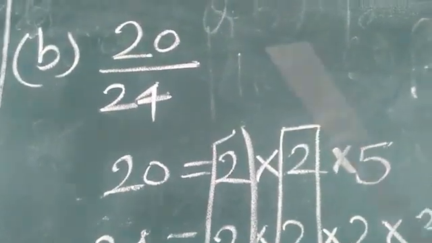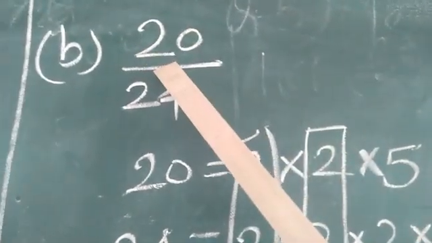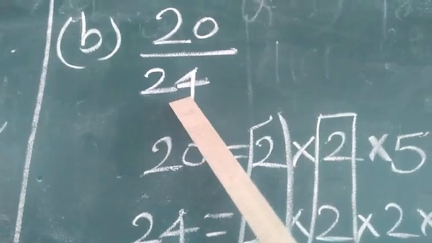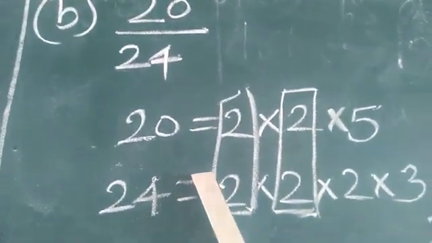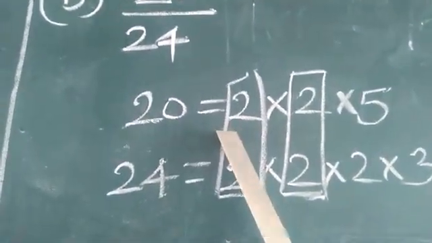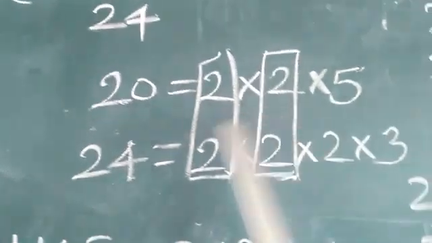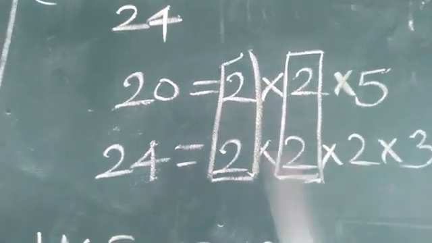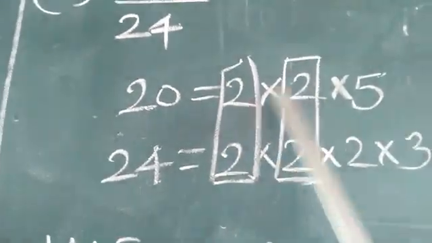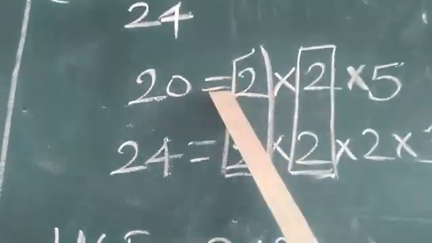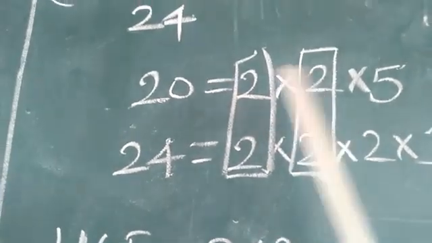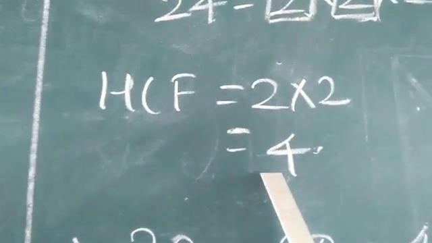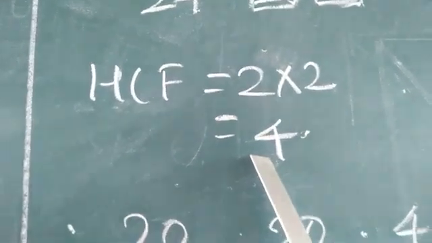Okay. Next question. We want to represent 20 by 24 in lowest terms. We are factorizing 20 and 24. We will get 20, 2 into 2 into 5; 24, 2 into 2 into 2 into 3. Common factors we are representing like this. Highest common factor will be their product, 2 into 2, 4. 4 is the highest common factor, HCF.